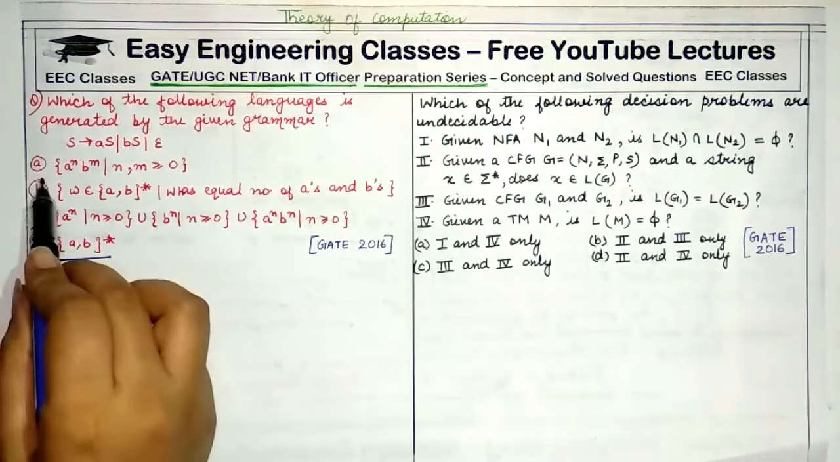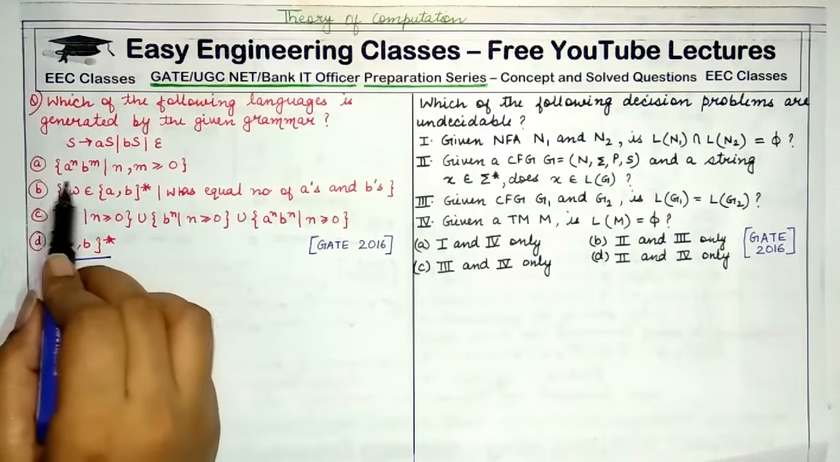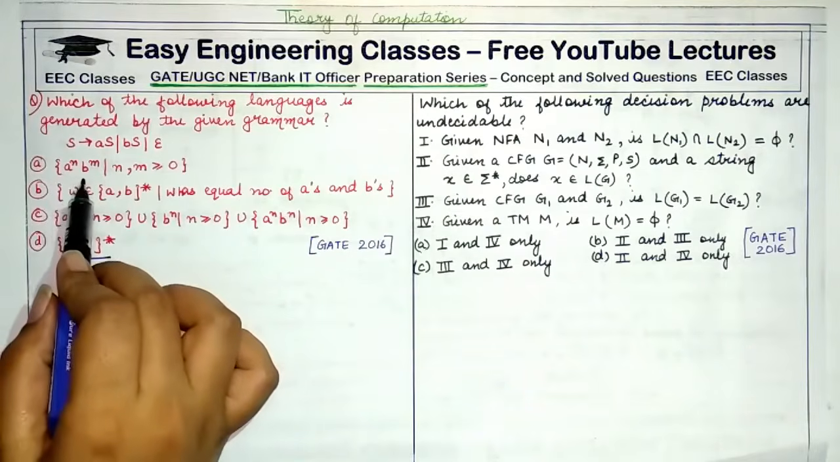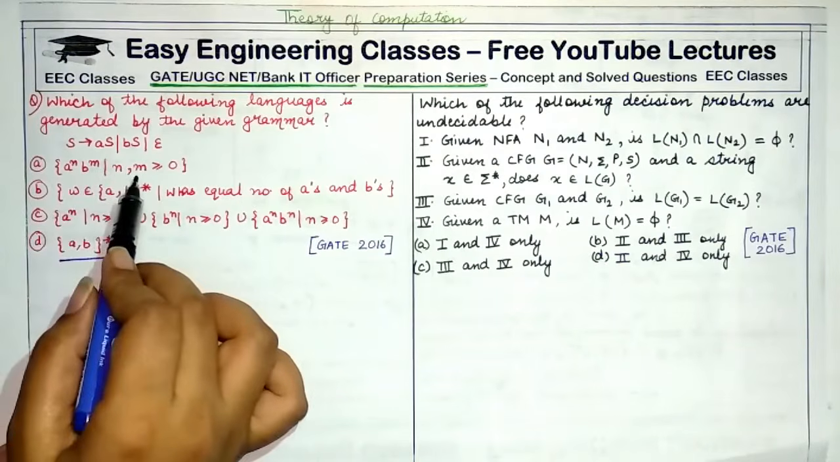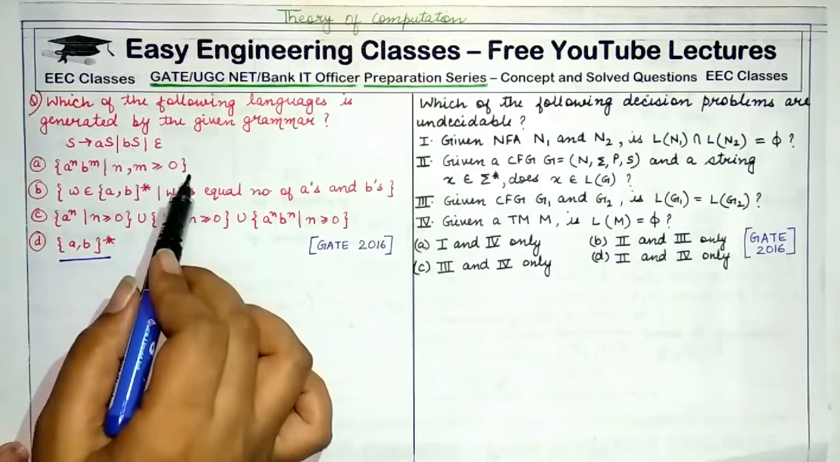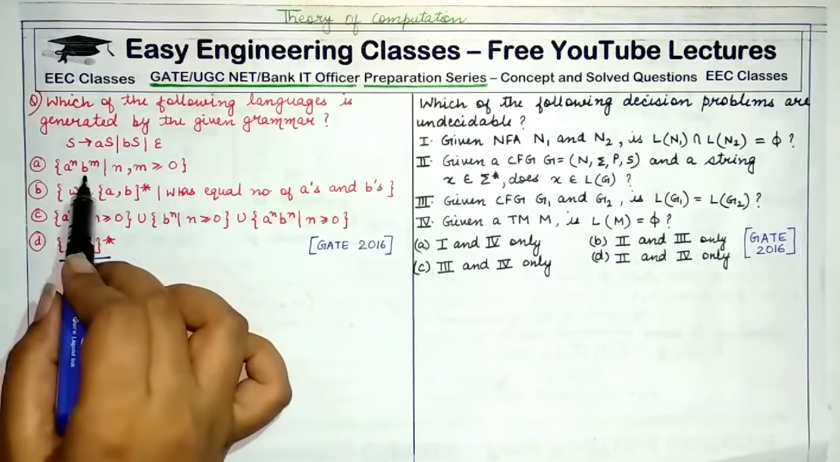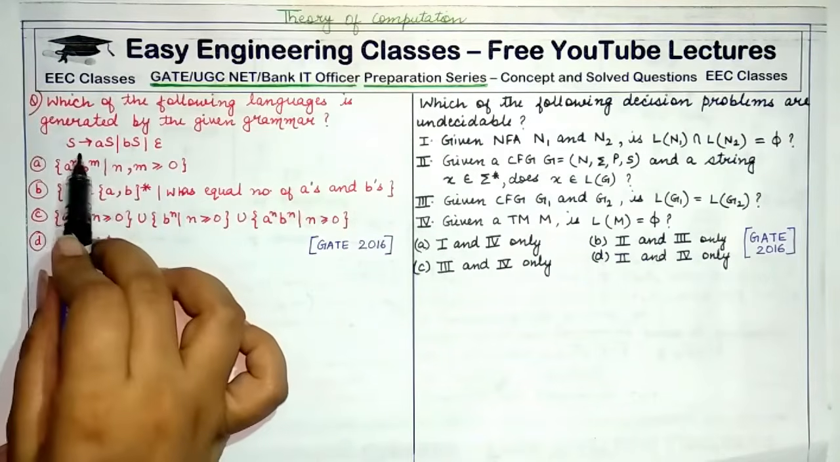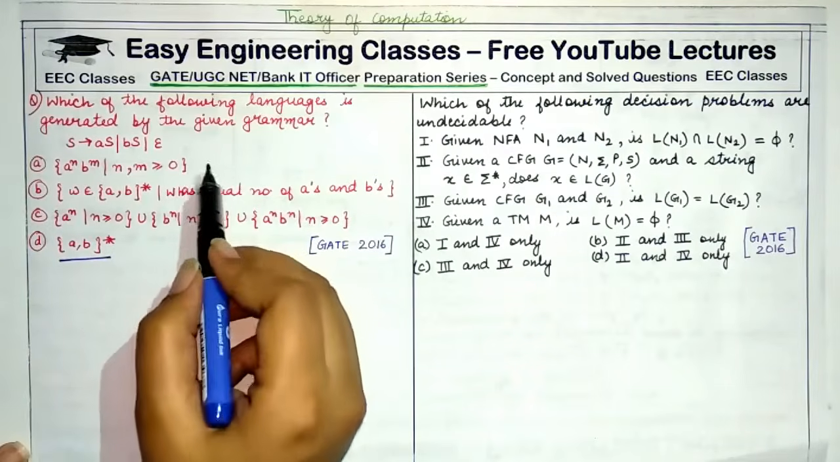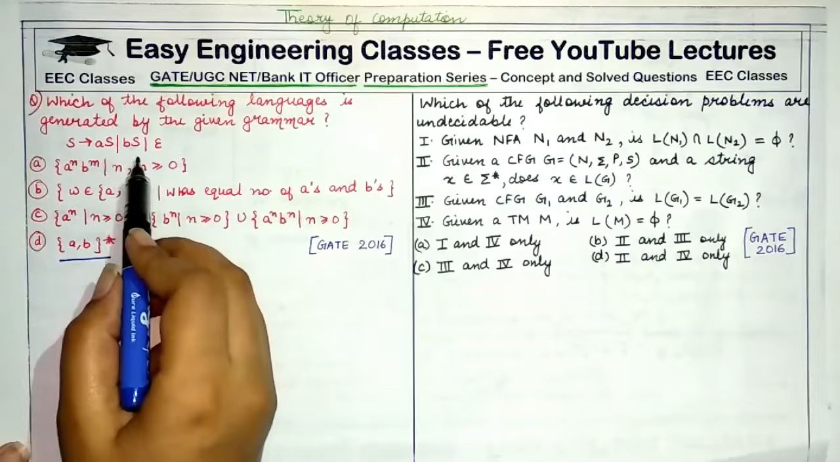Okay, so starting with the first option, it states that this grammar generates a language in which there are some number of A's followed by an unequal or equal number of B's, and both of them can be 0 or they can be greater than 0. But this is clearly not the complete language that would be generated by this grammar, because this option excludes those strings that start with B.